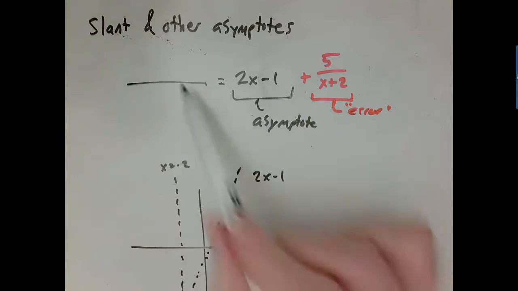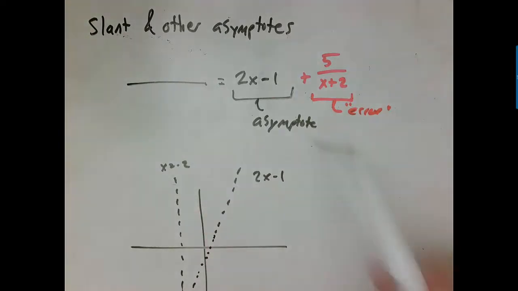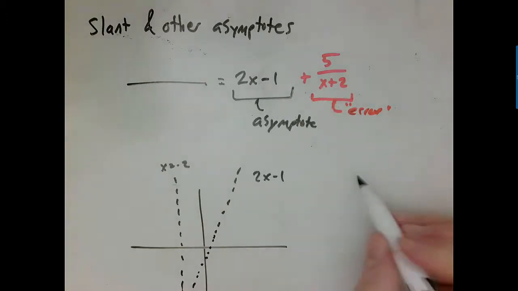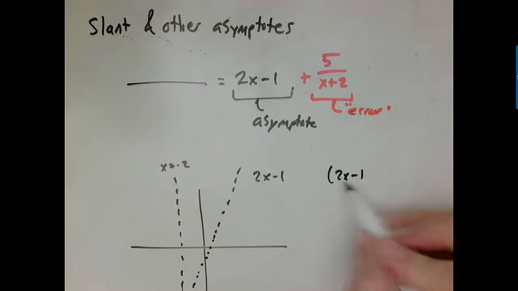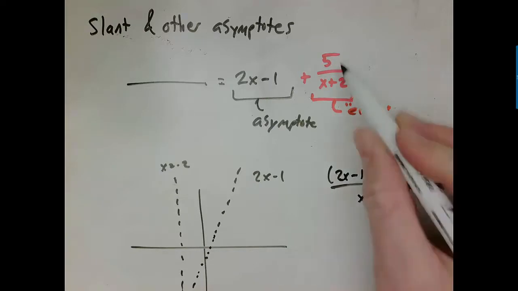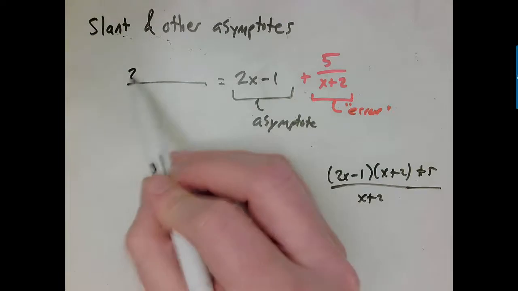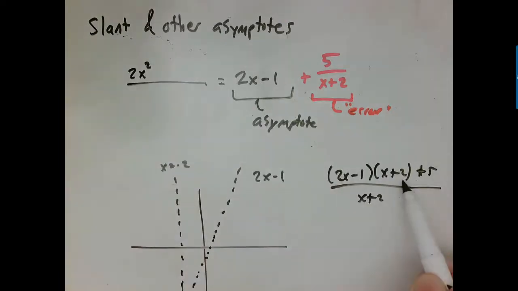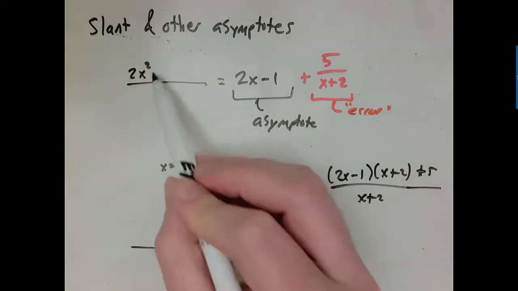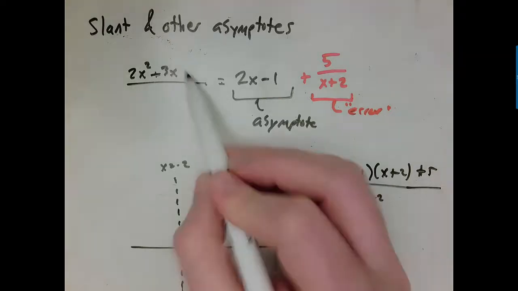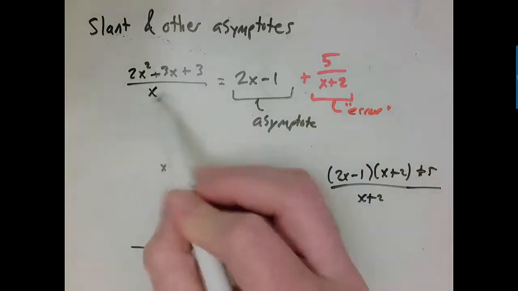But if I wanted to write this as a rational function, all I would need to do is put this over the same denominator as this. So let's do that off to the side here. I would have 2x minus 1 times x plus 2 over x plus 2, and then add that to 5 over x plus 2. And so then I'd multiply it all out, and what would I get? I'd get 2x squared, and then plus 4x minus 1x is plus 3x. And then I'd have minus 2 plus 5, which is plus 3. And then it's all over x plus 2.